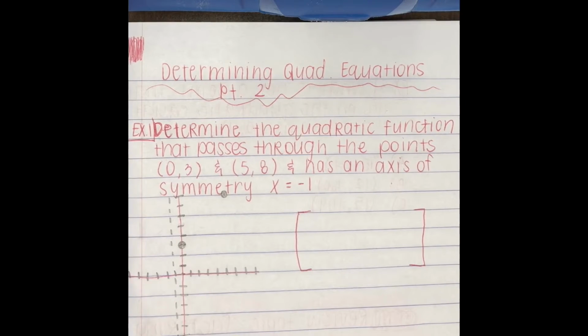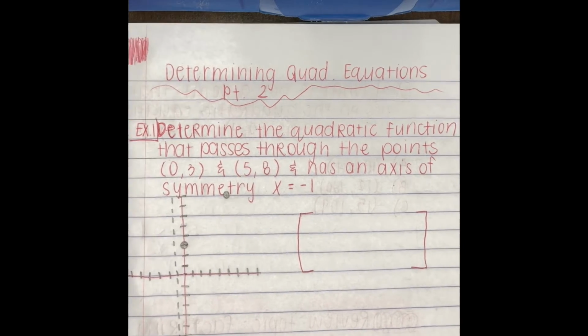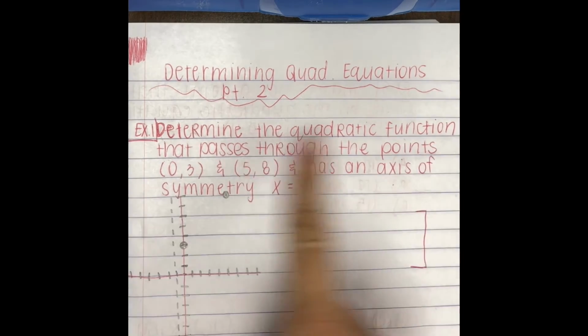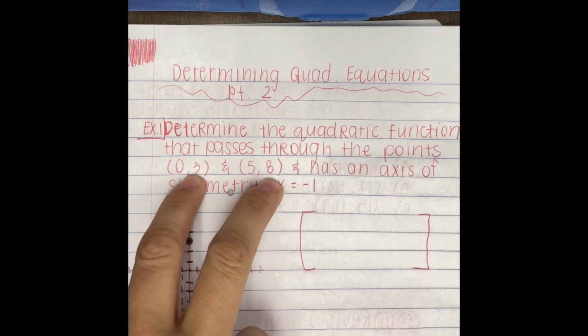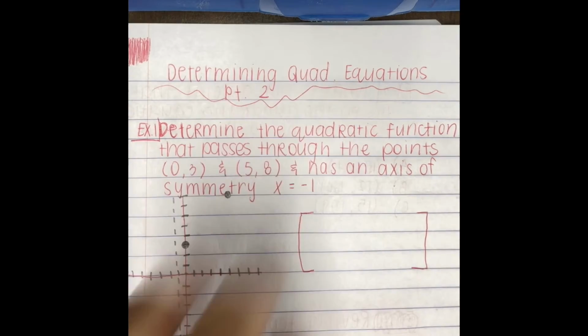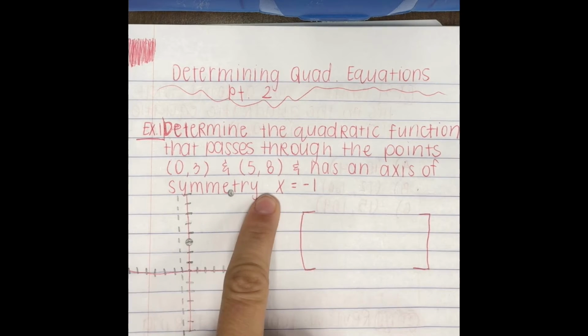Good morning. We are continuing where we left off on Friday: determining quadratic equations, part 2. We want to determine the quadratic function that passes through, it's giving us 2 points this time. We need 3 points at least, but right now we have 2, and then we have the axis of symmetry.